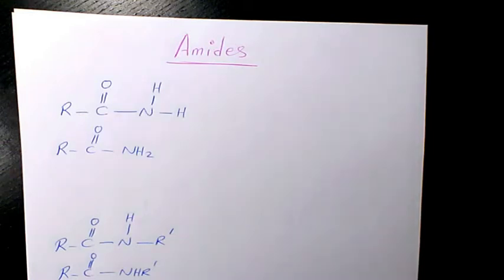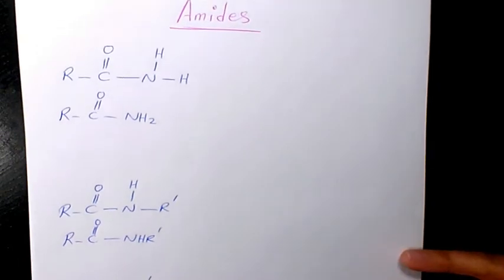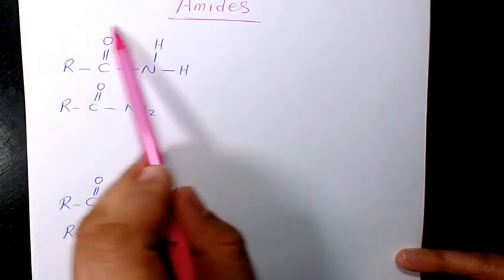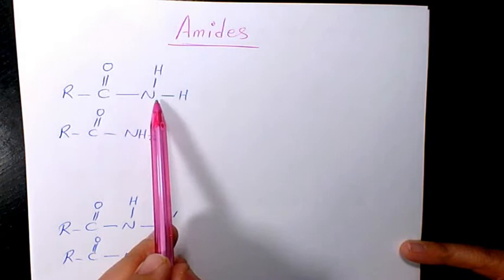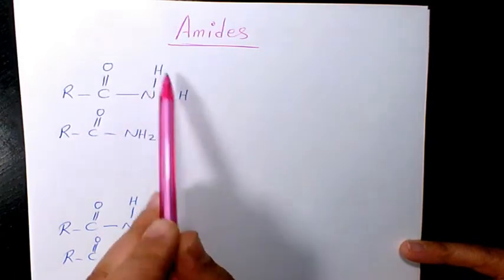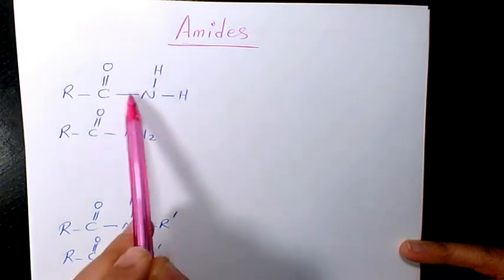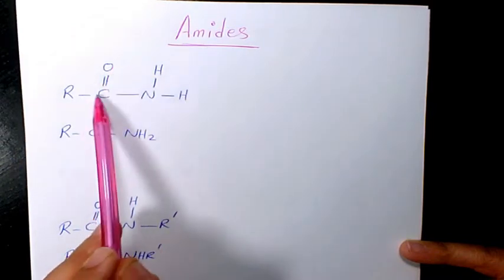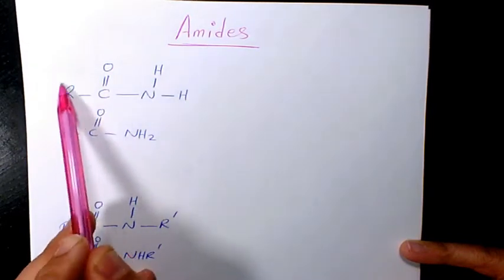Welcome to another video. In this video I want to show you how to name amides. For amides we have three different structures. The first one is going to be like that. On one side we have nitrogen and two hydrogens. These are unsubstituted. And here it connects to a carbonyl, and here we have an alkyl or aryl group.